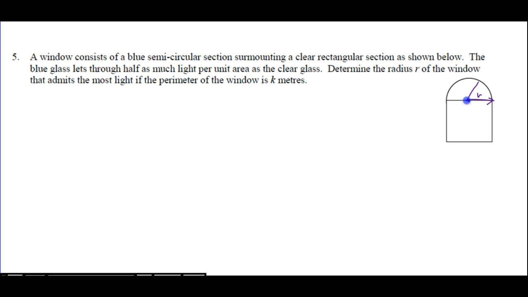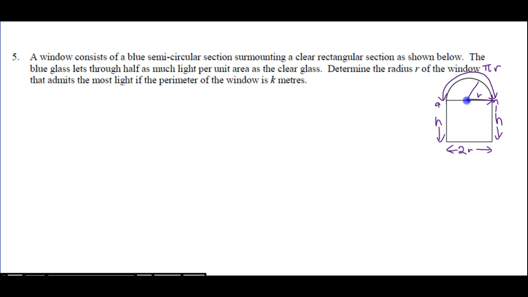So there or there, that's R. That emits the most light if the perimeter of the window is K units. Okay, so the perimeter and the value of K, so let's call this H. Then this here will be 2R. And this will be H. And this will be what? It'd be like half of 2 pi r, right? Because it's the perimeter of a semicircle.